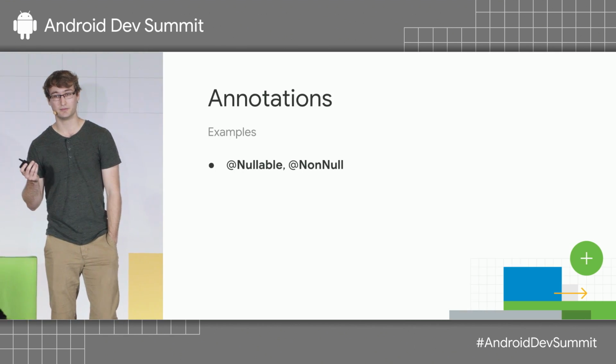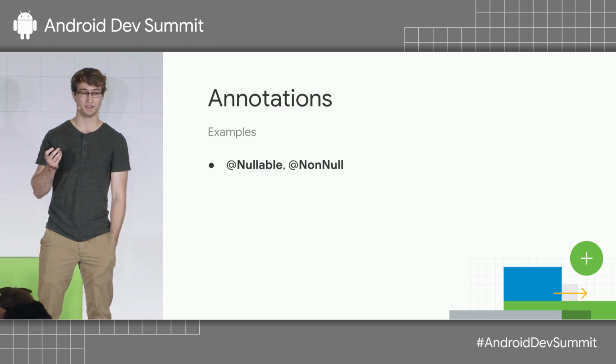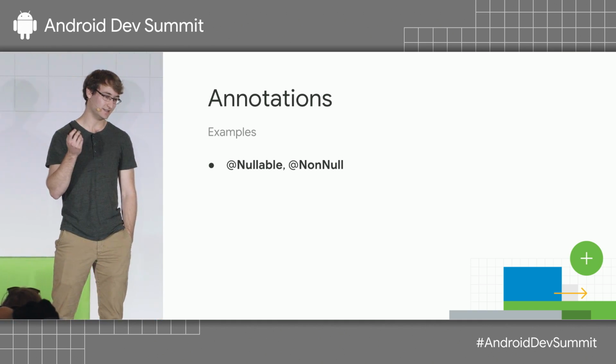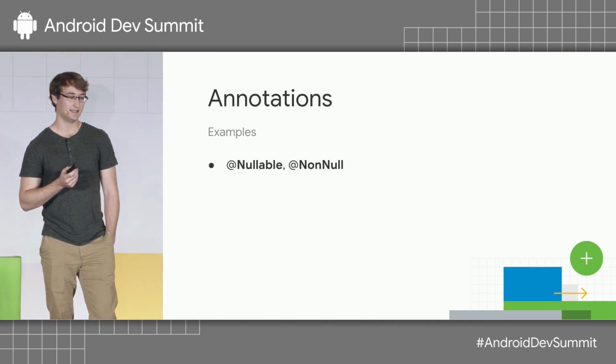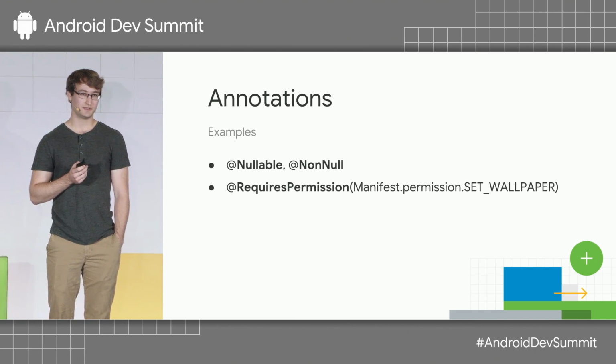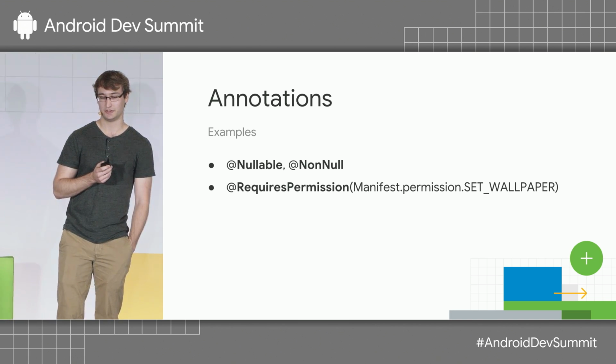A lot of you already know about the nullability annotations. Hopefully, you've used this a lot in Java. In Kotlin, you don't need them because it's built into the language. But we also have really Android-specific annotations, which you should check out.